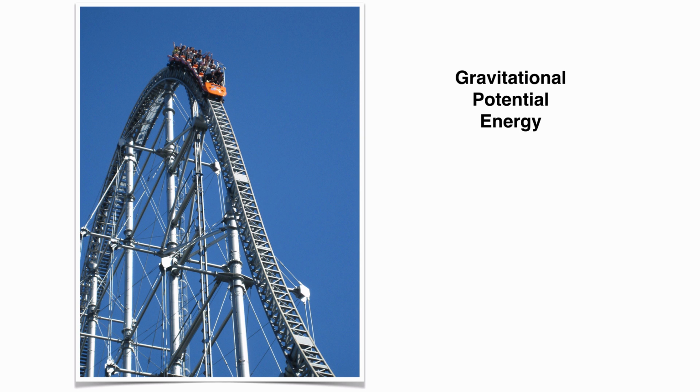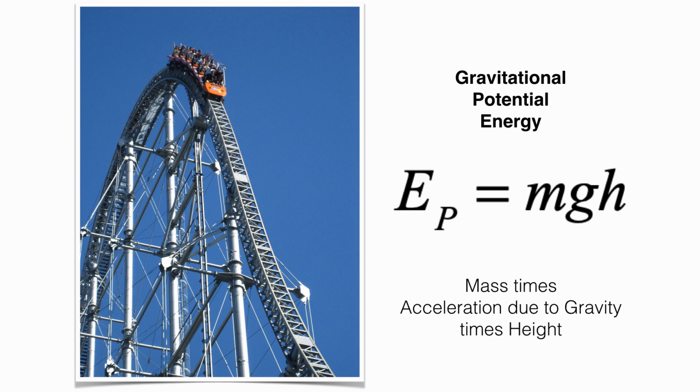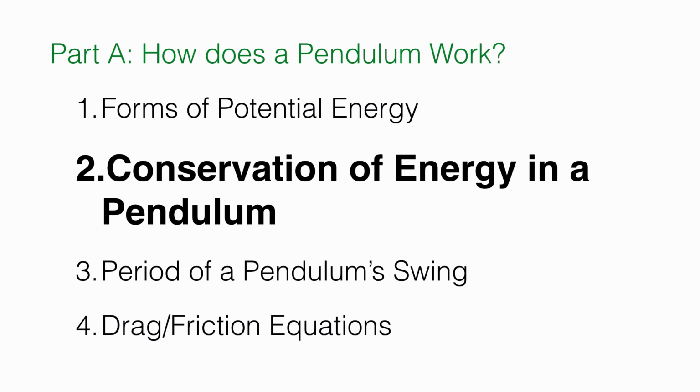So imagine a roller coaster at the top of a hill. It's got a whole lot of potential energy to go really fast. So the potential energy formula is mgh, mass times acceleration due to gravity times height. All right, so now we're going to talk about how a pendulum actually works using conservation of energy.